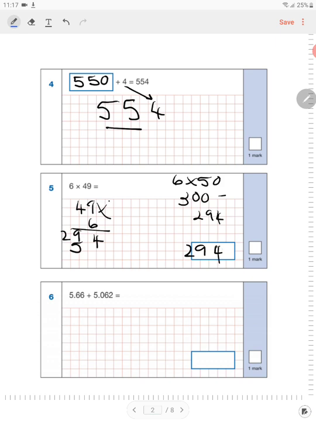Okay, this one, again, the next question is all about your place value. So I've got 5.66 add 5.062. Make sure your decimal point is clear. They're checking to see if you line things up correctly. So 2 add nothing gives me 2. 6 add 6 gives me 12. Carry the 1 or exchange the 1. 6 add 1 gives me 7. There's my decimal, it hasn't moved. 5 add 5 gives me 10. So my answer was 10.722.